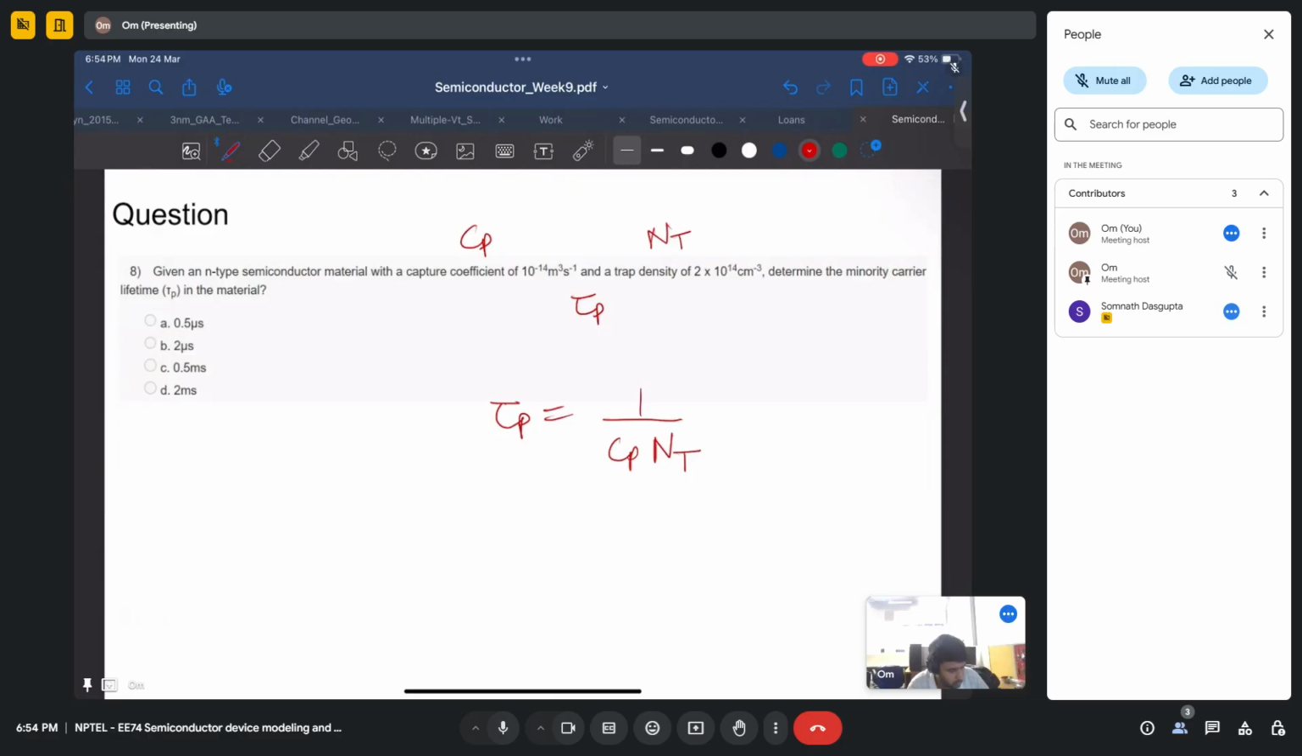So now if we solve this, Cp is 10 to the power minus 14 per meter cube.